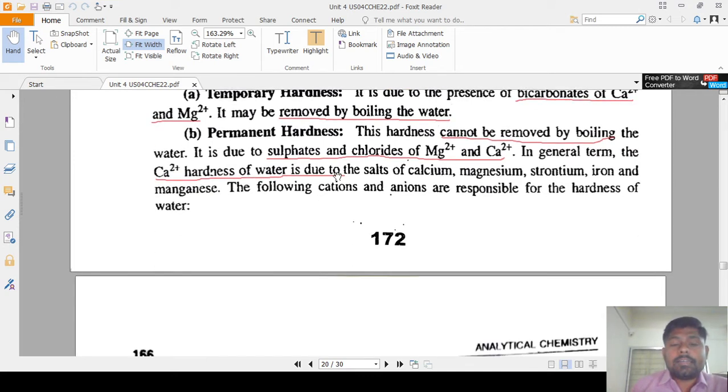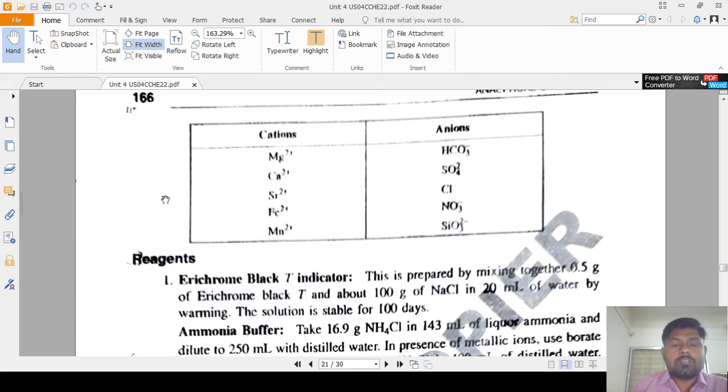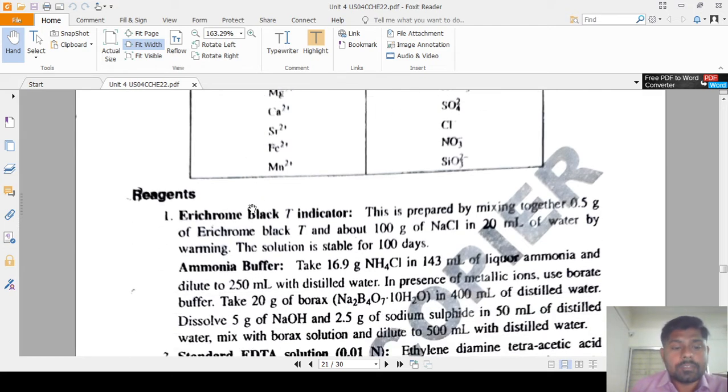The hardness is due to the salts of calcium, magnesium, strontium, iron and manganese. Those are some cations and anions which are responsible for hardness of the water. You have to remember those cations and anions, that is for MCQ purposes.